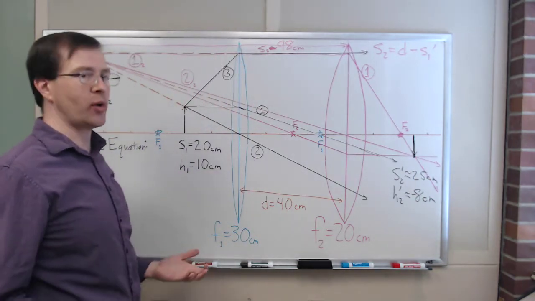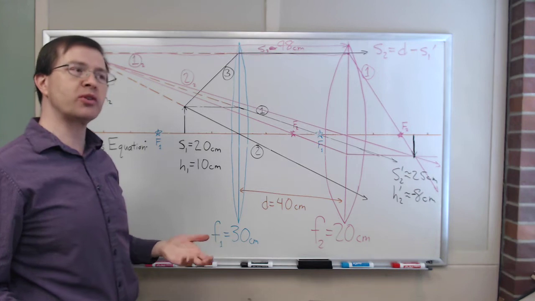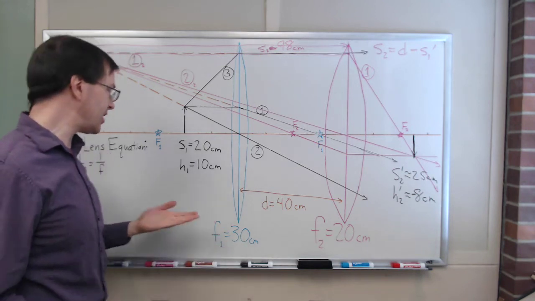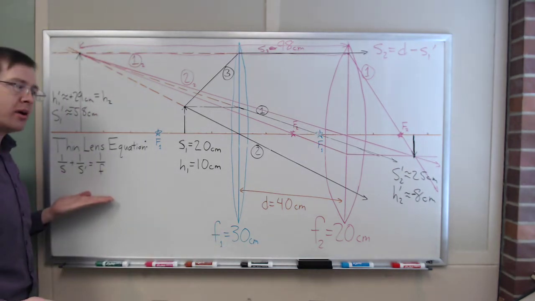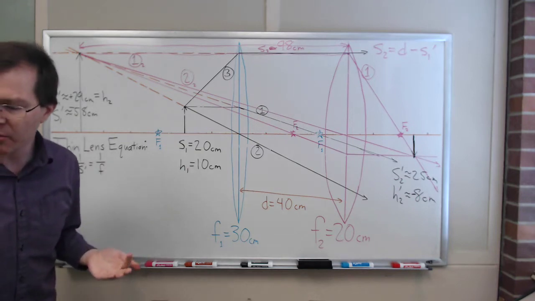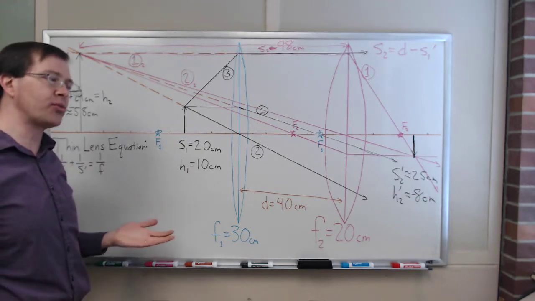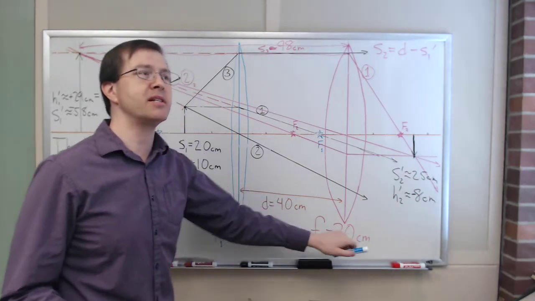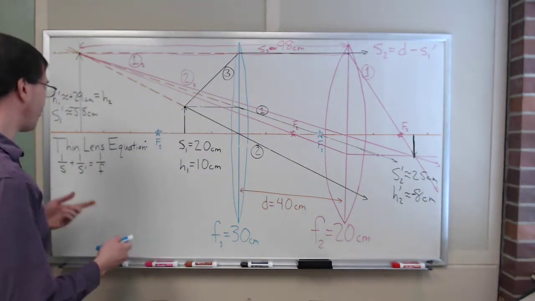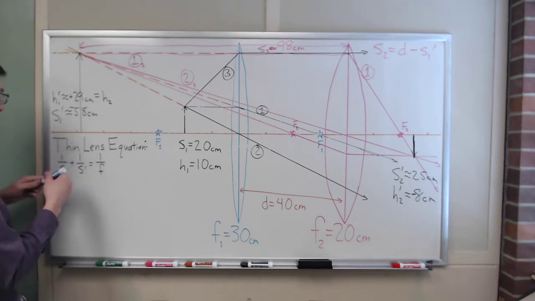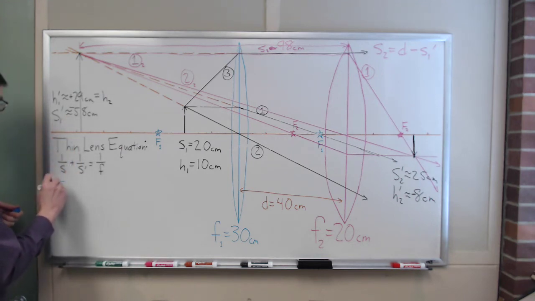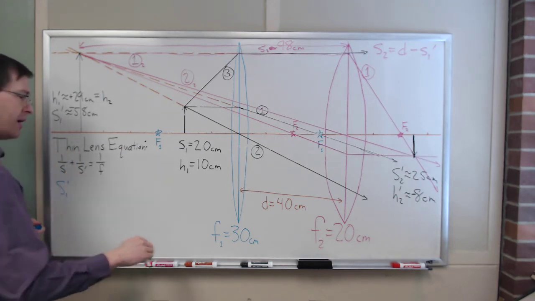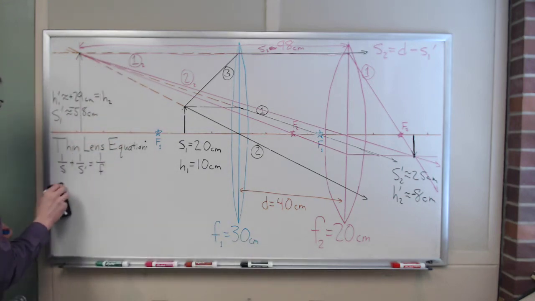Now, that's ray tracing. If I were going to do this with equations, I would need to use the thin lens equation that we've learned before to check it. And I know I'm low on time, I know this is taking forever, but I want to go through and do a check with the thin lens equation anyway. Let me go through and see what happens here. I want to find, first of all, S1 prime, based on the thin lens equation.